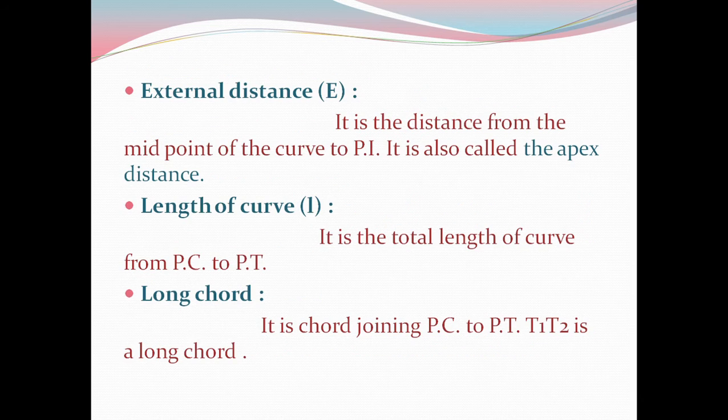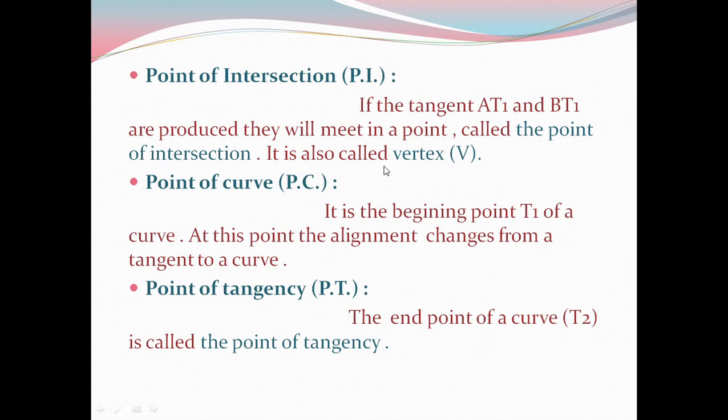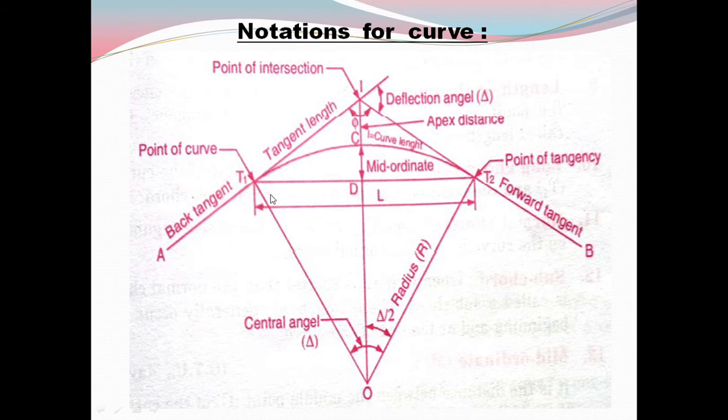So external distance E, length of the curve L, long chord: the chord joining PC to PT, that is T1 T2, is called the length of the long chord. Now the length of the chord is divided into three: normal chord, subchord, and worst chord. A chord between two successive regular stations on a curve is called a normal chord. Normally, the length of the normal chord is maintained as one chain length, 20 meter.